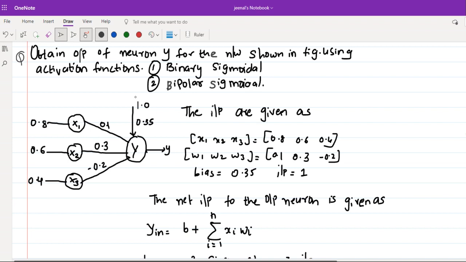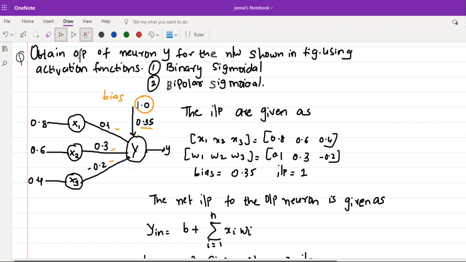In the architecture, we can see we have three input neurons, X1, X2 and X3, and we have an output neuron Y. The connecting weights are 0.1, 0.3 and minus 0.2. Now in this architecture there is one minute difference from the previous one, that is here we have a bias now. Bias has always an input of 1, that is 1.0. The weight for the bias is 0.35. So bias also gets added to the output neuron.